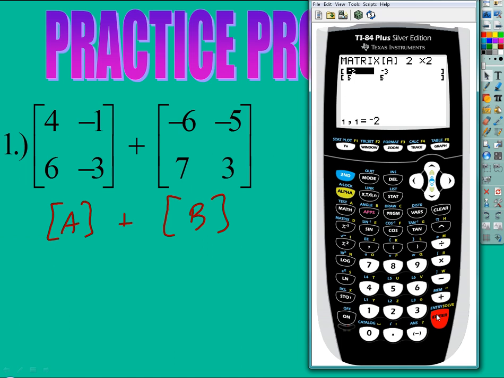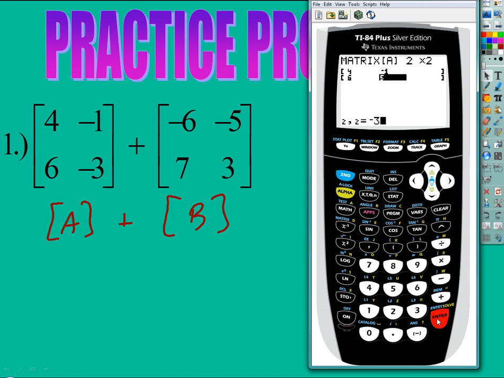So I entered a 2 by 2, and now all I have to do is add the elements. When you hit enter, it reads like a book. You go left to right through the row, and then it'll skip down to the next row. So for this one, go 4, enter, negative 1, enter, and it pops me down to the next row, 6, enter, negative 3, enter. I've got that one built. It's stored in my calculator.